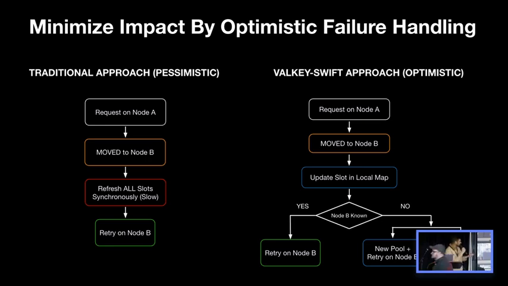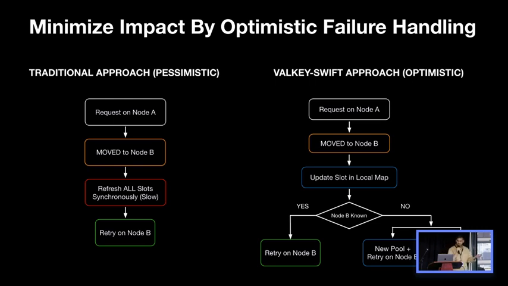When a Valkey client sends a command to the wrong node, Valkey responds back with a moved redirection along with the target node. The traditional approach is pessimistic. We stop the request, we refresh all slots synchronously, and then we retry the request on the target node. But this is problematic because we block the request for the entire duration of the refresh, which could be slow.